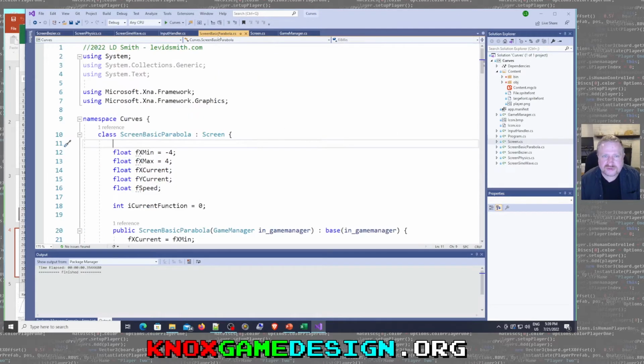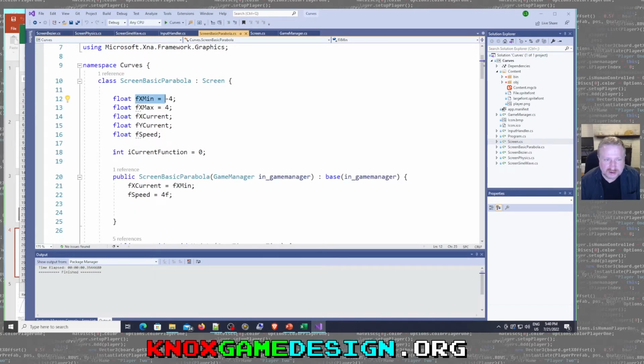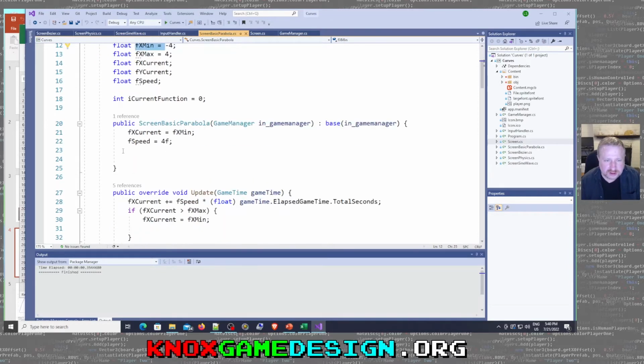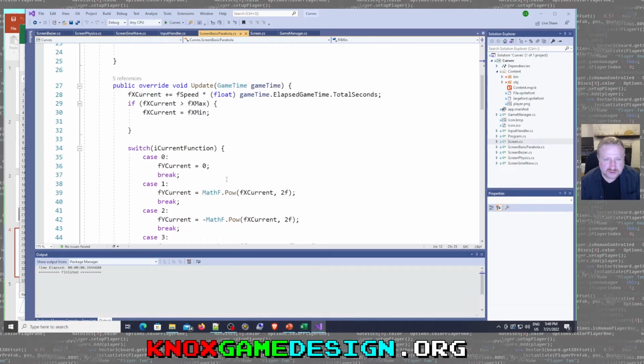So each of these screens is a subclass. Here I have our basic parabola. It has an x-min of -4, an x-max of 4, a current x and a current y, and the speed that this is going to run at. And then I've got the 4 different functions implemented. On our update, we're just going to move at a constant speed on x from x-min to x-max, multiplying the speed times the elapsed time. That would be delta time in Unity and other languages.